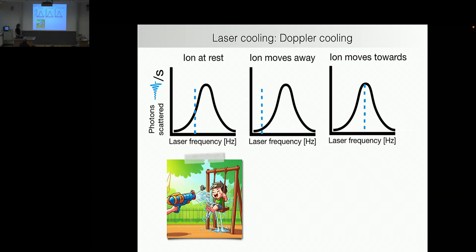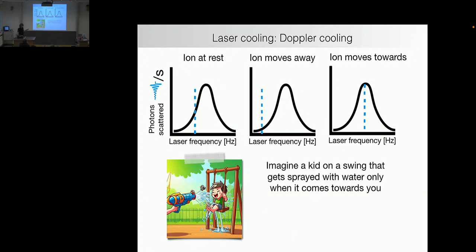Let's summarize. Imagine you're the ion, but you're actually on a swing. And you have a really big water gun. But you only shoot at her while she comes towards you. Yeah? Then actually you will slow her down. You can think about this. If you're on a swing and you only get water thrown at you while you go towards the water being thrown down, it will dissipate your energy. Yeah? And this will slow you down. So in a sense, this is how you laser cool. You engineer some dissipation that depends on the speed at which you go, and then you can cool. This doesn't get you to the ground state though.